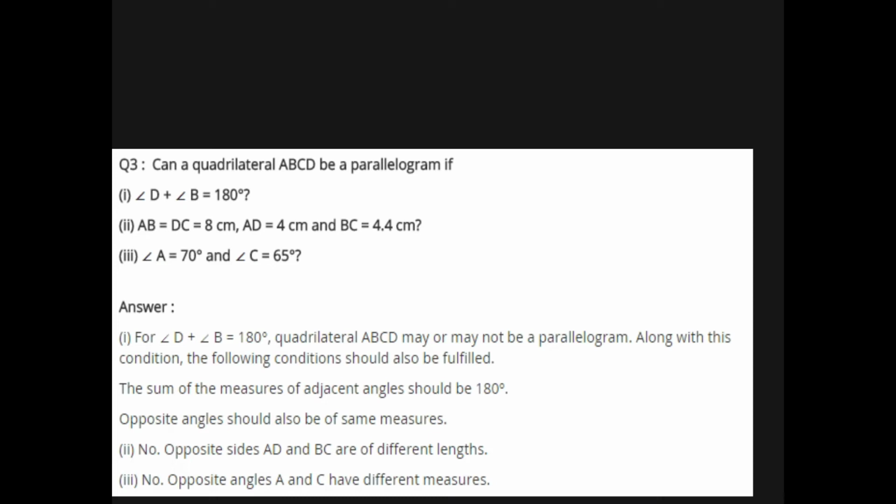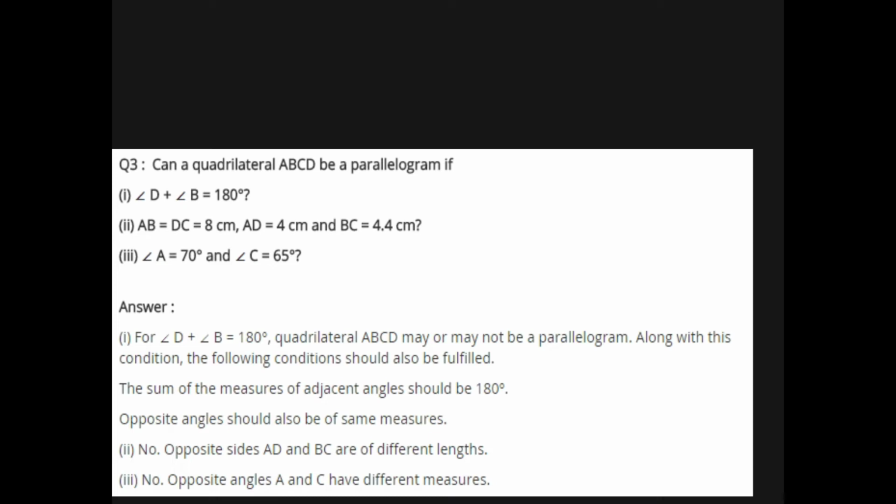The sum of measure of adjacent angles should be 180 degrees. If angle B and angle D both are adjacent angles, then it is possible that it is a parallelogram. Opposite angles should be of the same measure. If opposite angles are of the same measure, then we can say yes, it is a parallelogram.